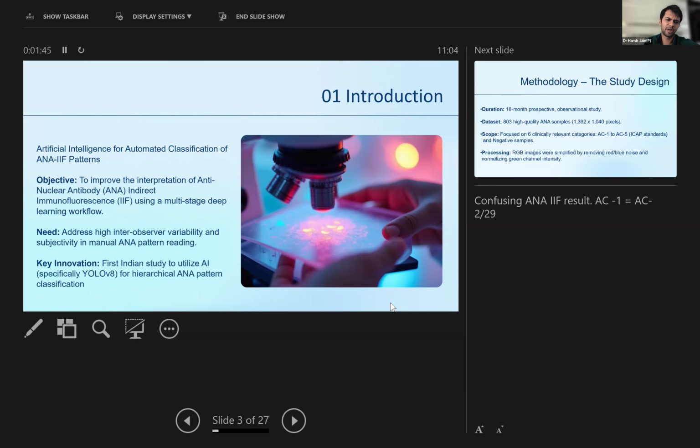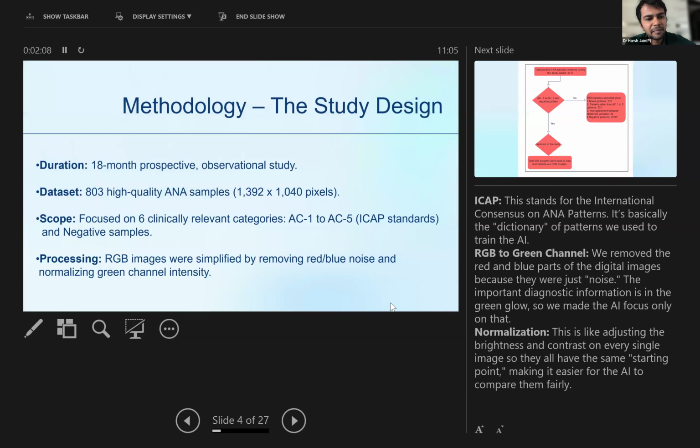So we wanted to address that there is high inter-observer variability; who is seeing and reporting the ANA matters the most. So this was a first Indian study to utilize artificial intelligence, which used specific CNN models. So we used YOLO V8 model. YOLO is you only look once for detection of ANAs. So without wasting time, I would start my presentation.